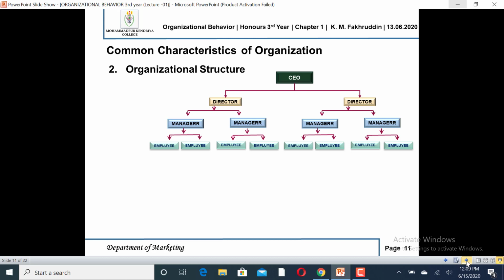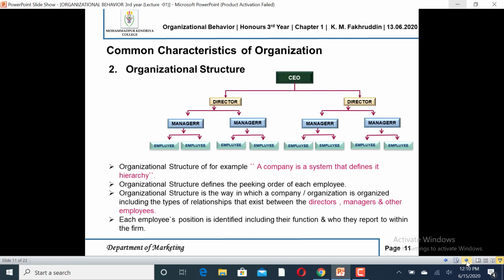There is a common structure of organization. CEO, under the CEO there are 2 directors, there are 4 managers under the 2 directors, and there are 8 employees under the 4 managers. This is a common organization structure. The organization structure of a company is a system that defines its hierarchy. It defines the pecking order of each employee. It is the way in which a company is organized, including the types of relationships that exist between the directors, managers, and other employees. Each employee's position is identified, including their function and who they report to within the firm.